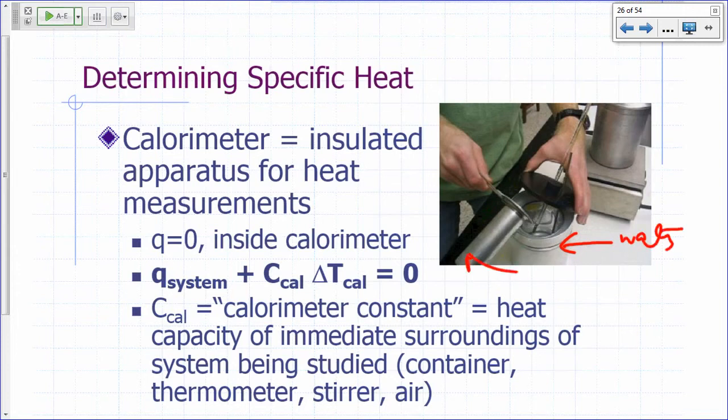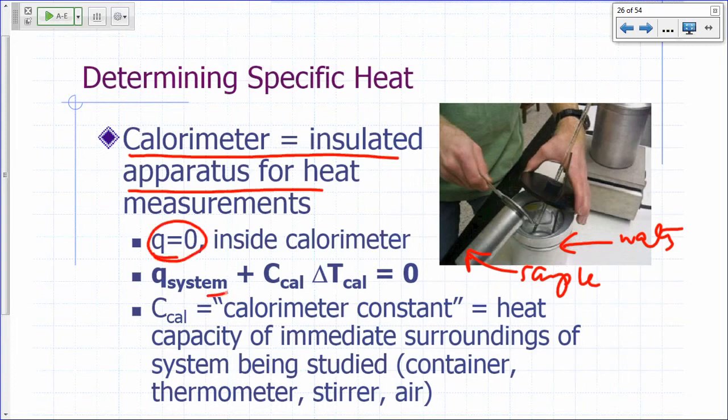And in here you have your sample, like maybe a piece of metal. So here's your sample, at a different temperature. You mix the two. So in a calorimeter, you have an insulated apparatus for measuring heat. Because the calorimeter is insulated, Q must be equal to 0 inside the calorimeter.